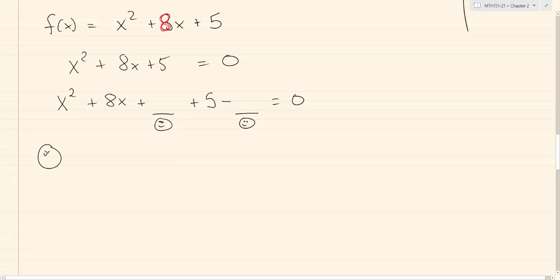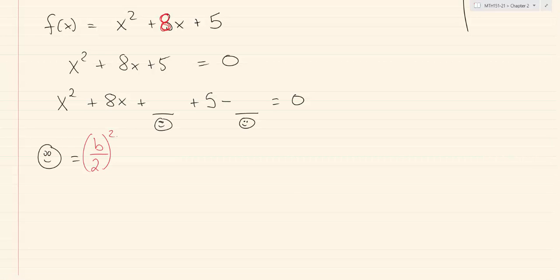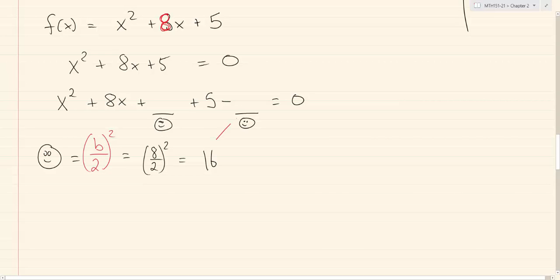All right, so what goes in the blank? Smiley face is equal to b over 2 squared. Trust me, and we'll show you why in a little bit, because I really don't like saying just do this because it works. So if you take b, which is 8, and divide it by 2, and then square that number, what do you get? 8 divided by 2 is 4. 4 squared is 16. 16 is what we're going to add and then subtract.